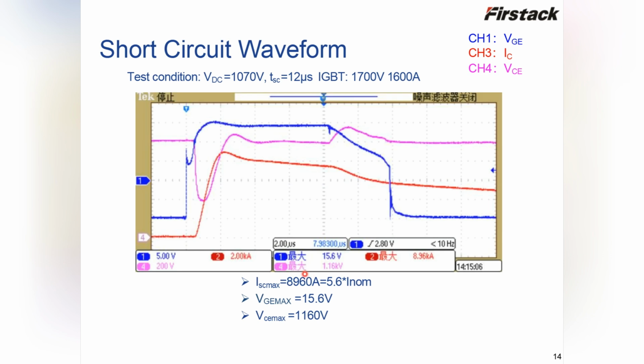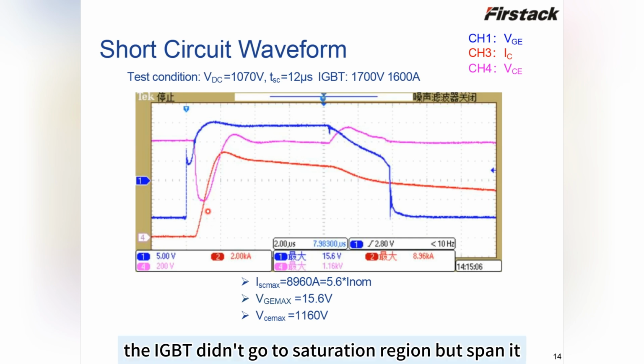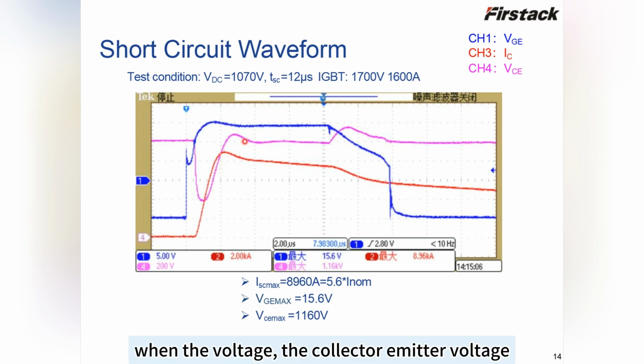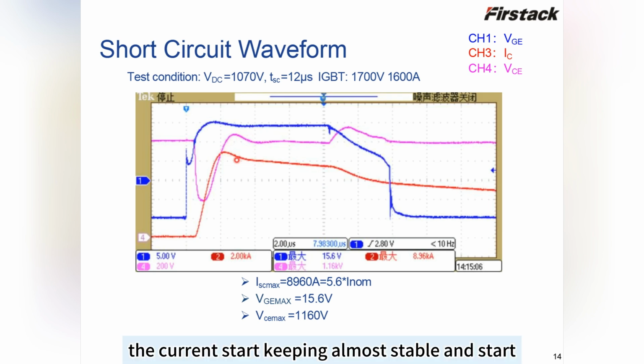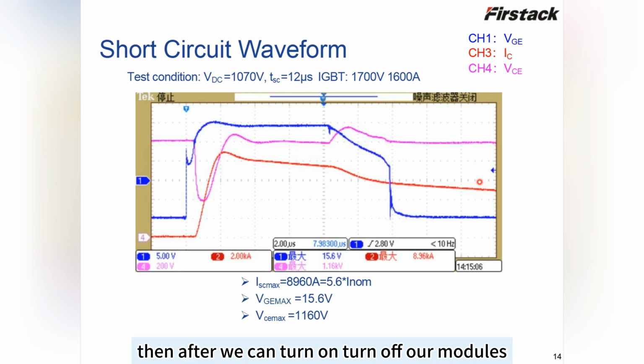It is almost 2 times our nominal current in 5 nanoseconds. Therefore, as I mentioned in the last part, the IGBT didn't go to the saturation region but spanned it, and the desaturation finished when the collector-emitter voltage went back to our DC voltage. This is what you can see here. The current starts to stay almost stable and then decreases quite slowly. Thereafter, we can turn off our modules.